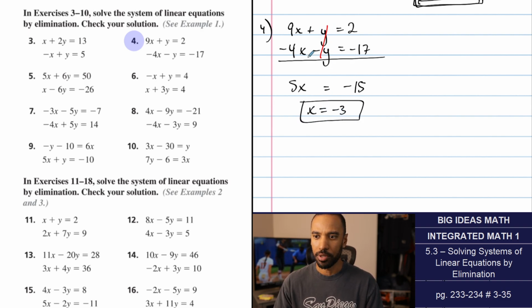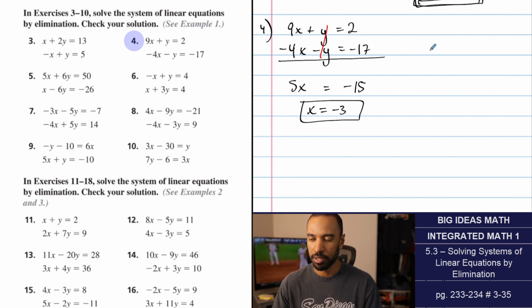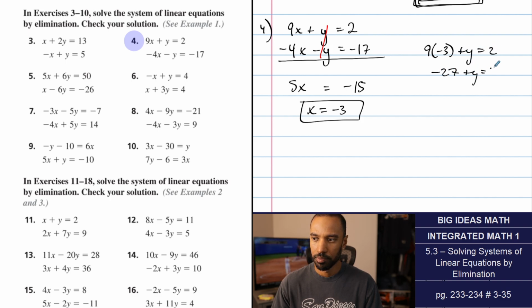When we solve for y, we do a substitution into an equation. I like the top one because it shows a y, just a positive y. So 9 times negative 3 plus y, or negative 27 plus y, equals 2. Add 27 to both sides, you get y equals 29. A little bit bigger. And we get an ordered pair there of (negative 3, 29).